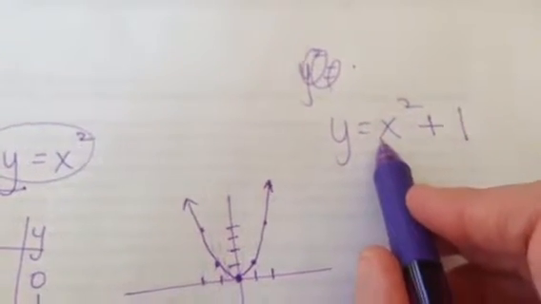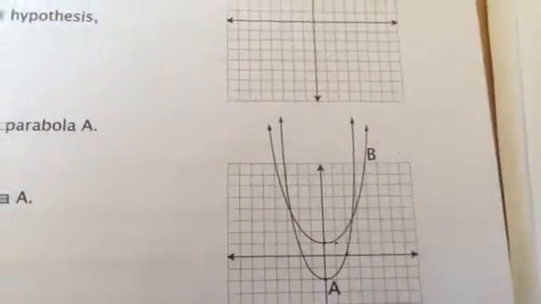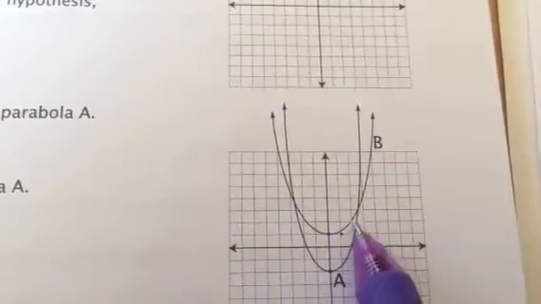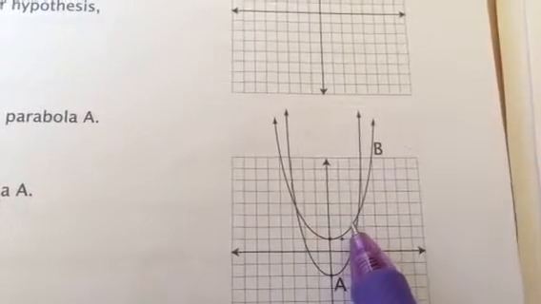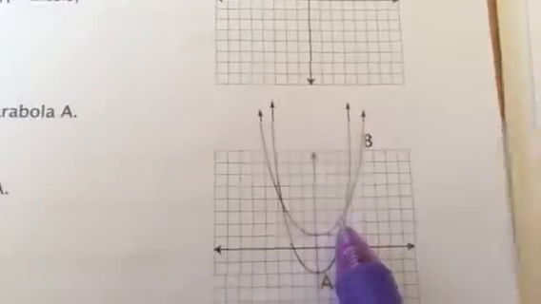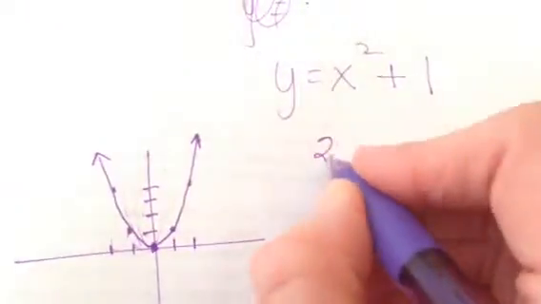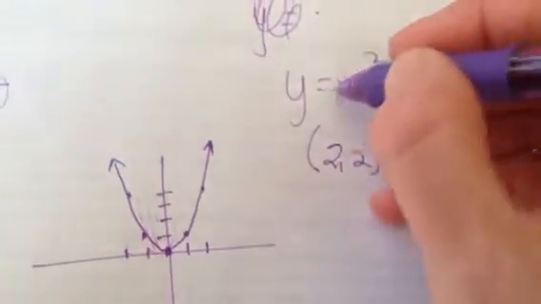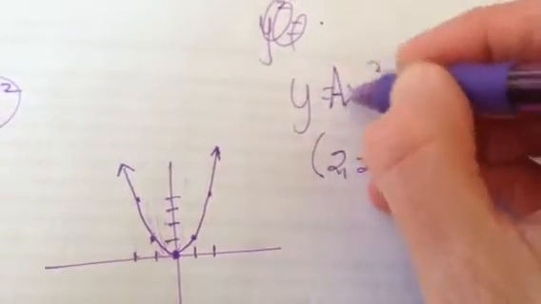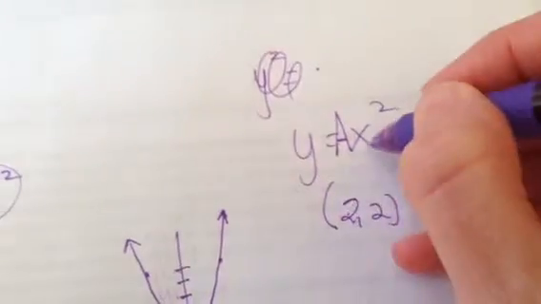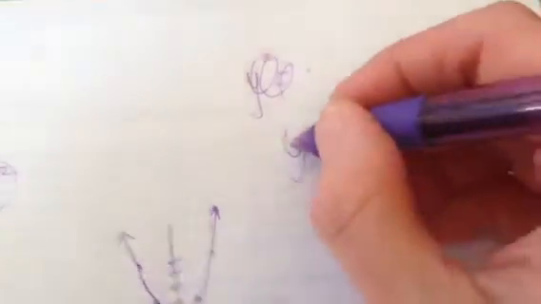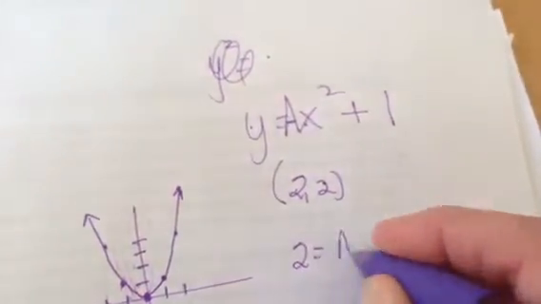Now, pick any point on that parabola. So I'm looking at my parabola right here. Let's see if we can find a point. That looks like a point right there. And it looks like it's over 2, up 2. So 2, 2 looks like a point on that parabola. So I'm going to choose the point 2, 2 because what I'm looking for is this coefficient right out in front. Okay? So let's plug in a 2 for x. Let's plug in a 2 for y, and we will solve.